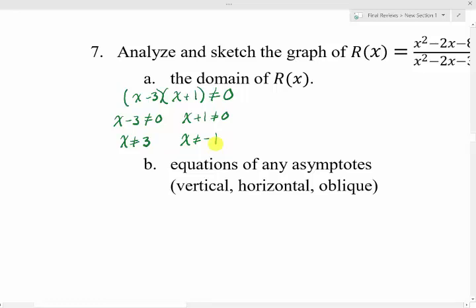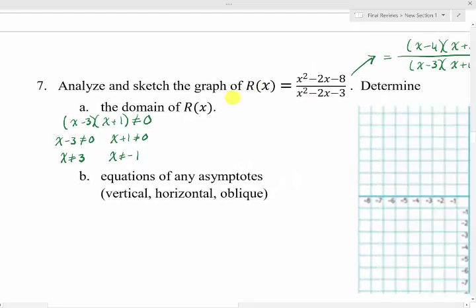Now, some of us may be able to go directly from this to our domain, and some of us may not. So I'm going to go ahead and assume that we can't, and we're going to use a number line to help us find our domain. So what we're going to do is put the points that we cannot have on here, and I'm going to put an open circle around those points. So remember, I cannot have these numbers.